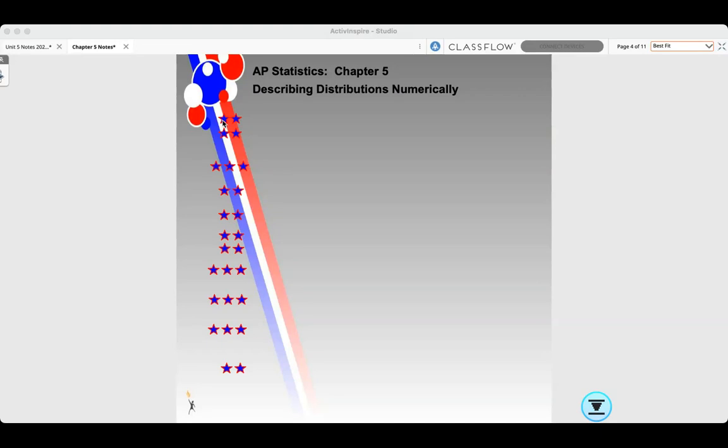Today we are discussing Chapter 5, Describing Distributions Numerically. The median and the IQR are used together and are appropriate for most data sets, unless the data is highly multimodal.